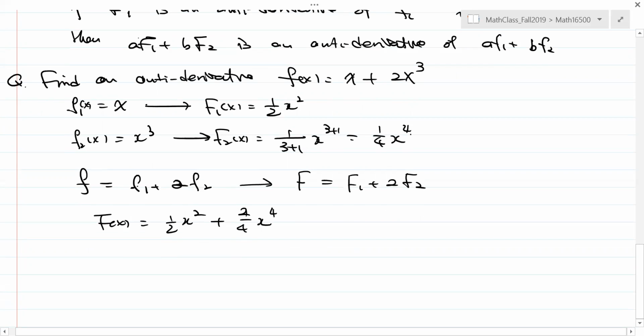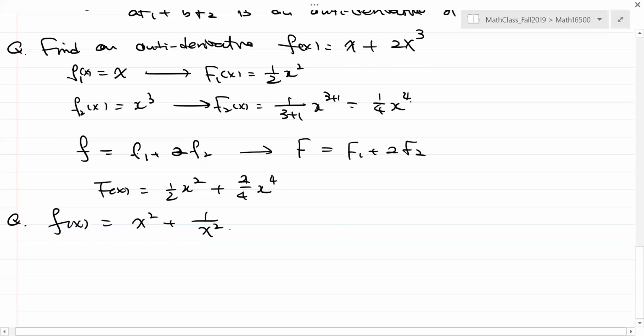So if you can do it quickly, you can just do it one by one. You don't need to write it in this complicated way. For example, if f of x is x squared plus 1 over x squared, find the antiderivative of this function, the antiderivative of this f of x.